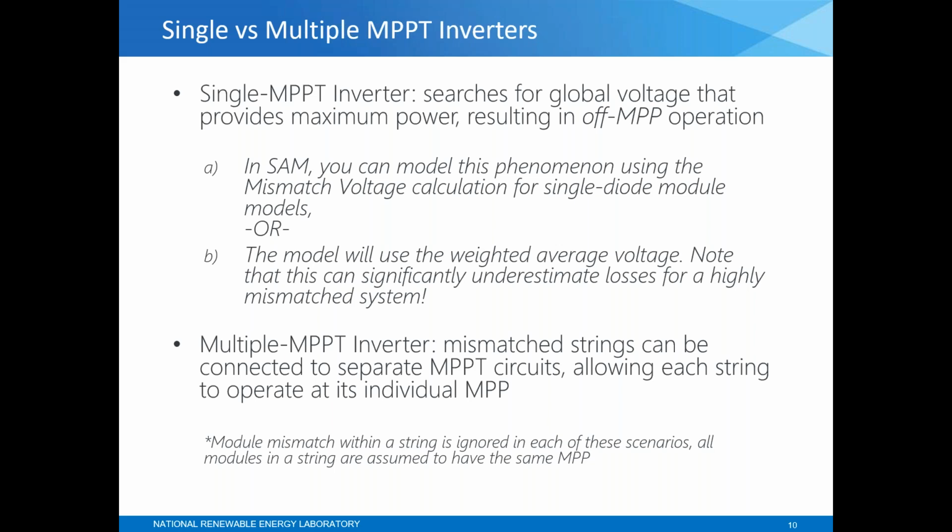The second way that we can model that in SAM is we make a simplifying assumption and we use the weighted average voltage across the entire system.